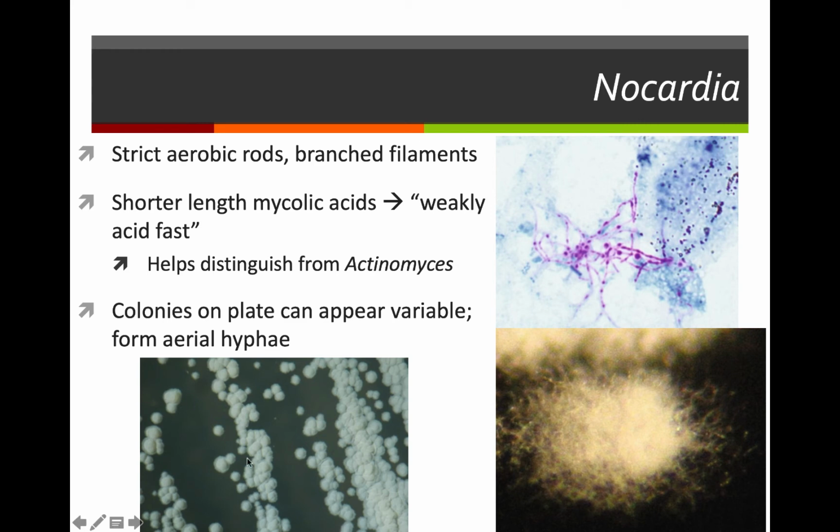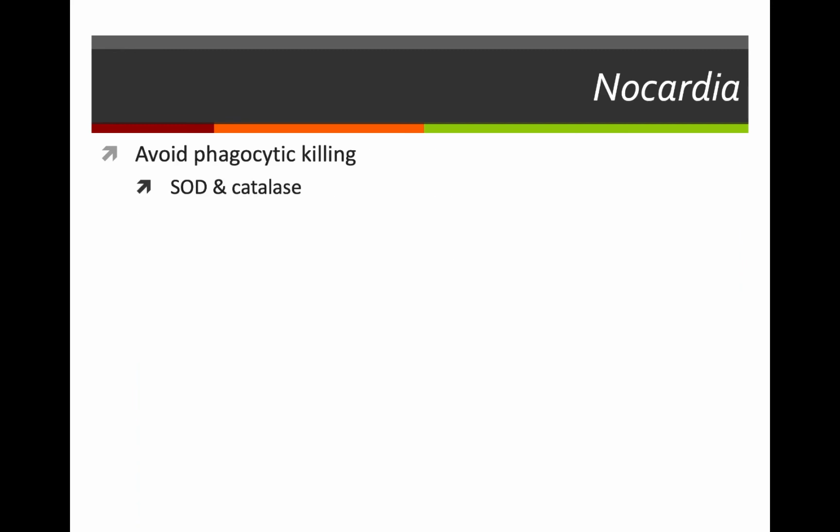You don't have that kind of uniformity in colony formation, and they can even form aerial hyphae with these branched filaments. So along with actinomyces and some of the other bacteria we'll talk about later, people used to think that these were fungi because this is what a fungus would look like on a plate as well. But they are not fungi, they are bacteria. They can avoid killing by the phagocyte. They have enzymes like superoxide dismutase to deal with superoxide radicals.